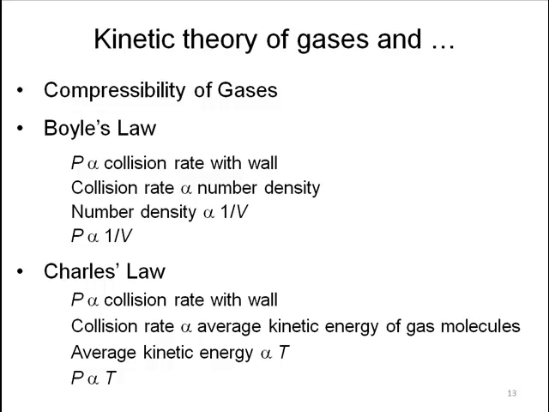So using the kinetic molecular theory to prove a law means we have to go through these steps. Collisions, then number density, 1 over V. Collision rate is average kinetic energy. Average kinetic energy is proportional to temperature. Pressure and temperature are proportional. So we used the laws, and then we got to the KMT. You could go backwards through it.